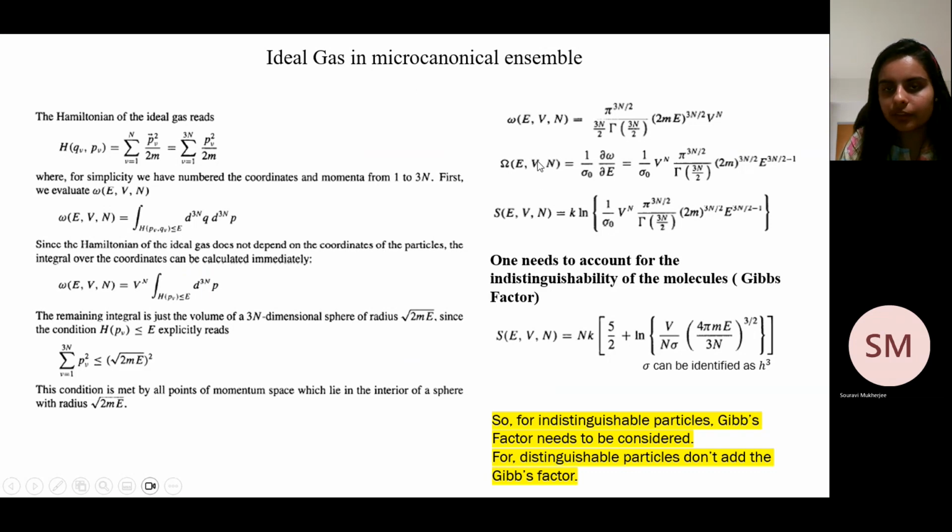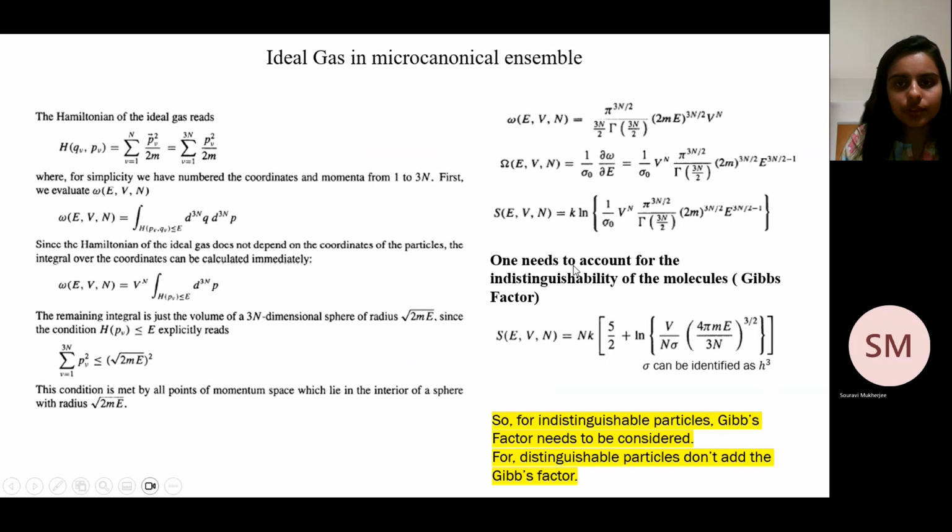And then you can find the number of microstates corresponding to the particular energy that we are talking about by this expression. So you do a derivative with respect to energy. You have this 1 by sigma naught, which comes because of normalization. You would see that this is identified as h to the power 3n, right? And then you find an expression. So from omega now, you can find k ln omega to find the entropy. So this is your expression for entropy.